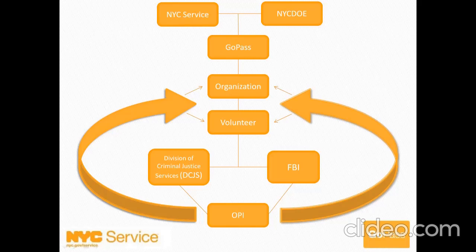DCJS completes their process, retransmits the prints to the FBI with the request for a nationwide criminal background check. The results are combined and transmitted back to the Department of Education's Office of Personnel Investigations, where dedicated investigators review the information.